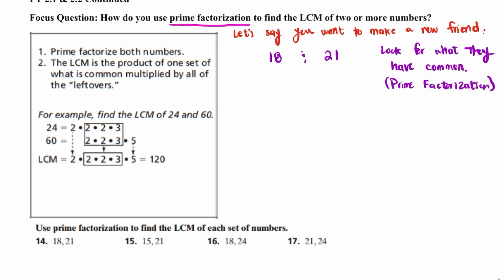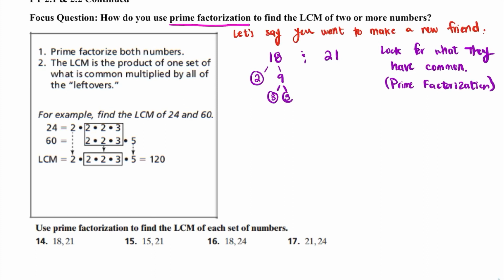Okay, that's going to help us find out, well, what do they really have in common? So we're going to do our factor trees, or as one of my other kids said, factor mountains. Okay, so prime factorizing 18, 2 is the smallest prime number. And then I know that 2 times 9 is 18. 9 is a composite number, so I need to break that down more.